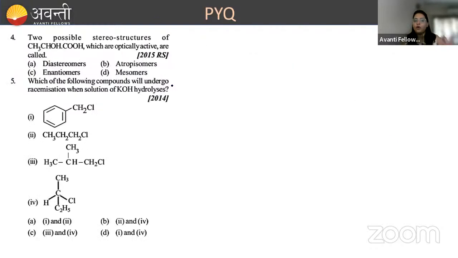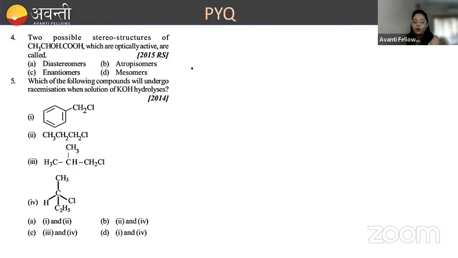Next question: two possible stereo structures of CH3CHOHCOOH which are optically active are called. So if you talk about the structure of this given molecule, whether it is optically active, the possible stereo structures of this will be diastereomers of each other, isomers of each other, enantiomers of each other, or mesomers of each other. Okay, Gauri Lakshmi, see, enantiomers.